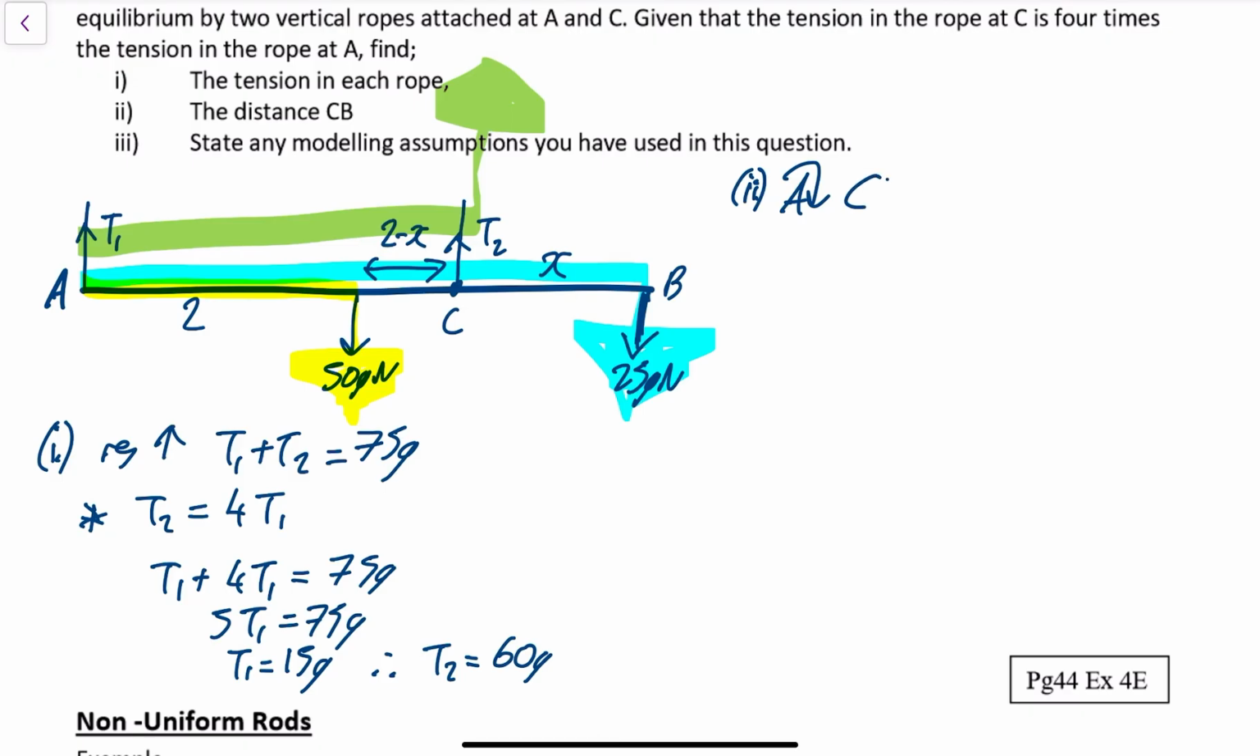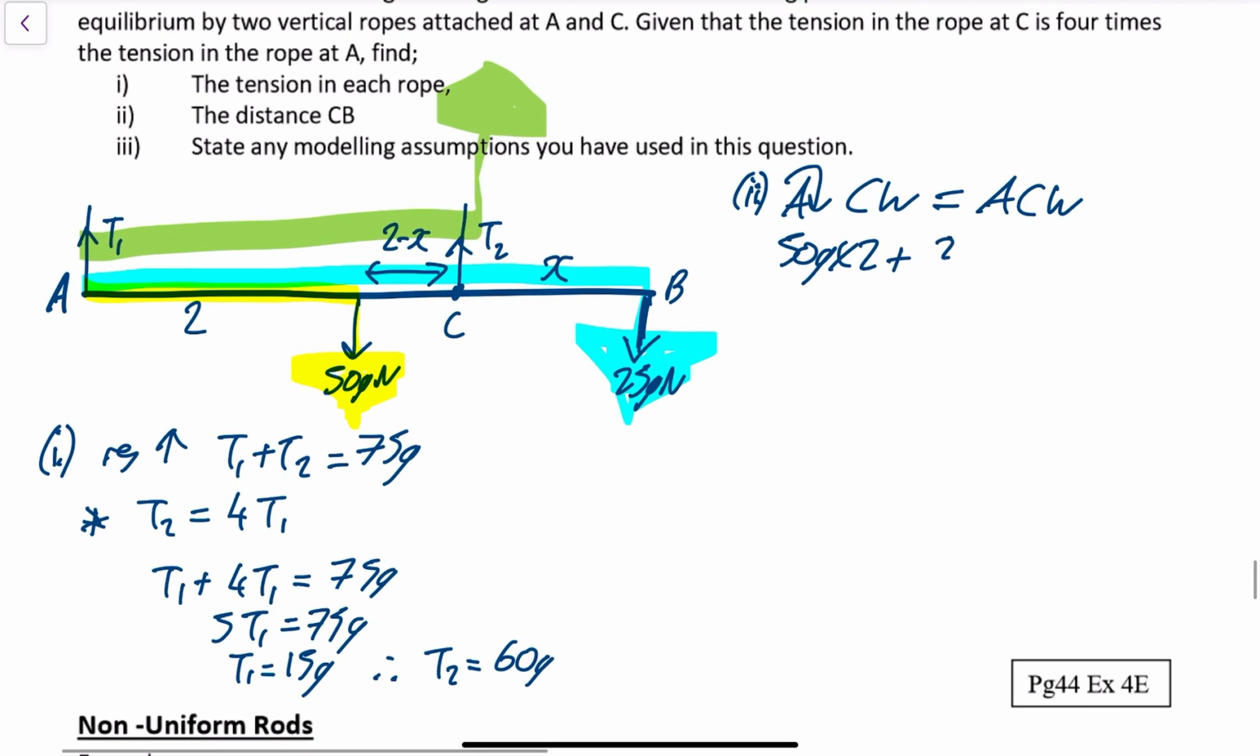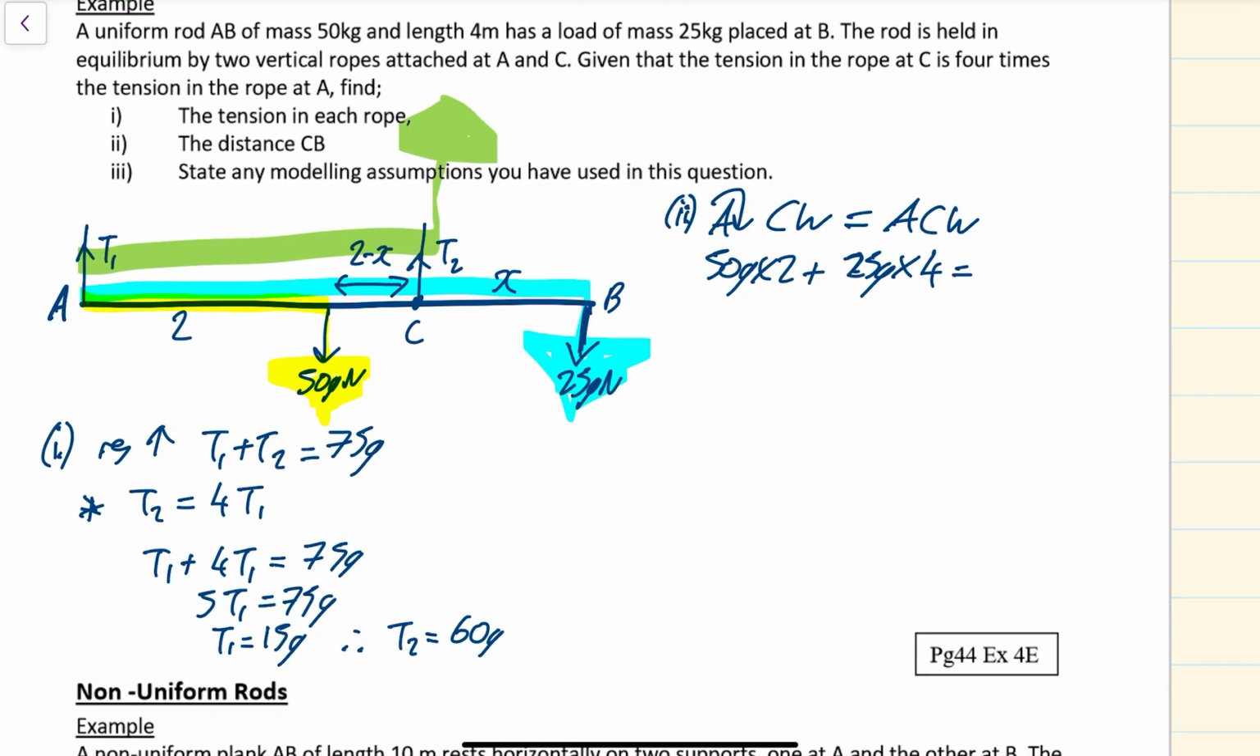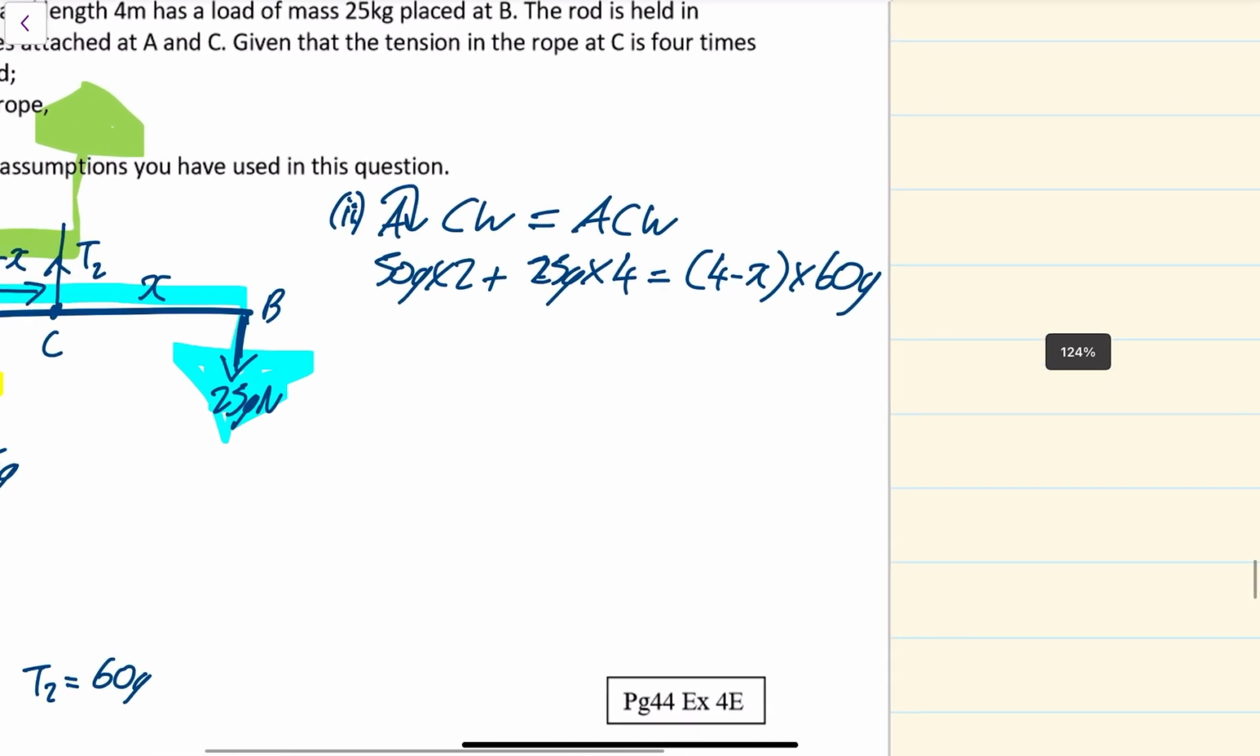So again, just clockwise equals anti-clockwise. The clockwise, the one in yellow first, that's going to be 50g times 2. The other one is 25g, and it's times 4 because it's that whole length. And anti-clockwise then, it's going to be 2 plus 2 minus x. So the distance is going to be 4 minus x, and it is times our T2. And what was our T2? It was 60g. Okay, so we'll go with that, and hopefully we get the right thing.